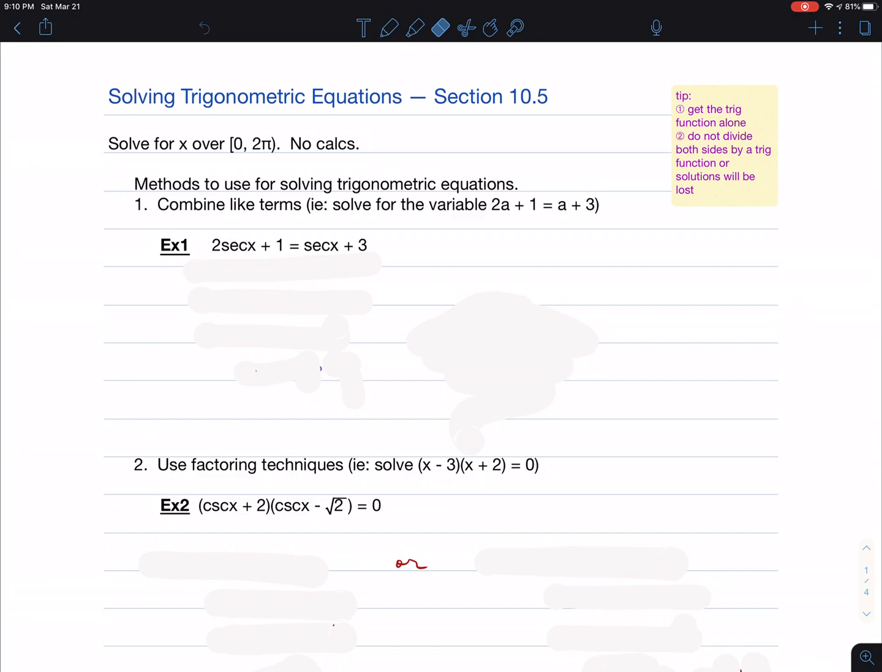And then just a warning, the second tip: don't divide both sides by a trig function. When you do that, you will end up losing some things. So just don't divide on both sides.